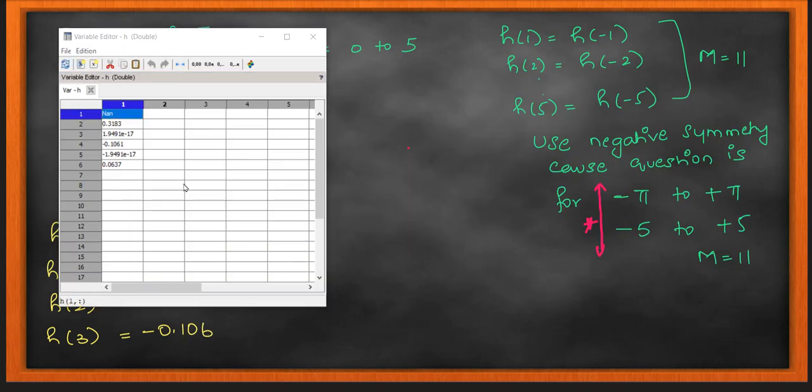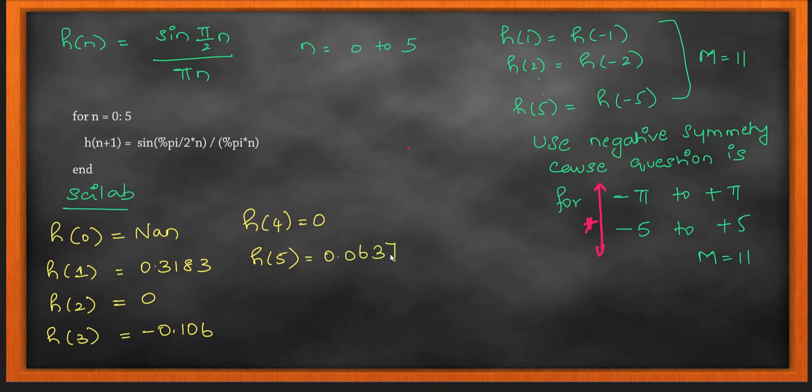Okay, so now what I can tell is, all the other values are acceptable for me, but my first value, that is h of 0, is NaN. So what is NaN? NaN means not a number. Scilab gives this not a number whenever it gets a 0 by 0. Because when n is equal to 0, I get sine pi by 2 n divided by pi n, and I get 0 by 0, and that is not a number. The output is not defined.